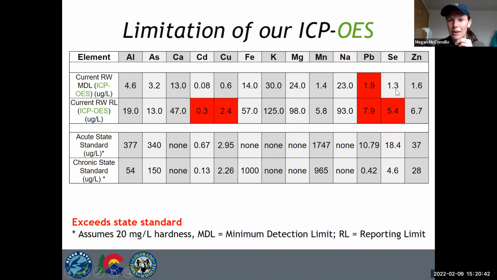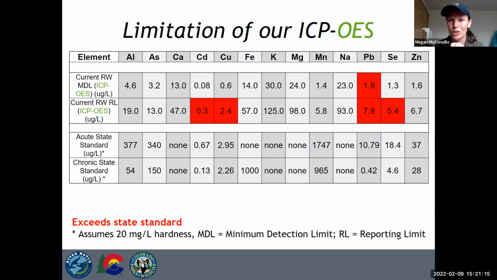But hopefully your eye was caught on these red ones. Those indicate that the minimum detection limit, or the reporting limit of our laboratory, is higher than the chronic state standard. This is a standard based on aquatic life, where we've indicated we see an effect on aquatic life when cadmium is present at 0.13 micrograms per liter, or parts per billion.